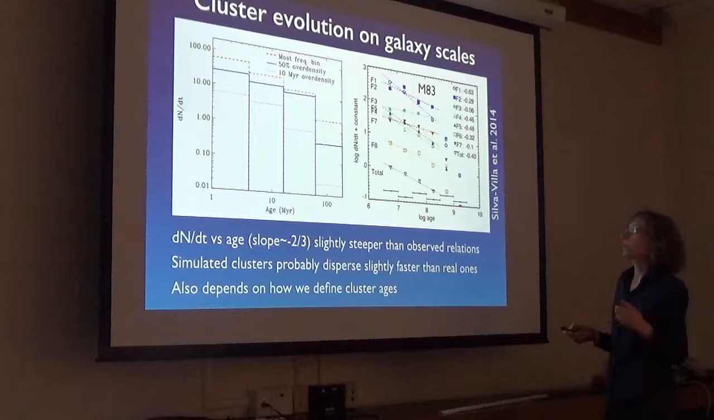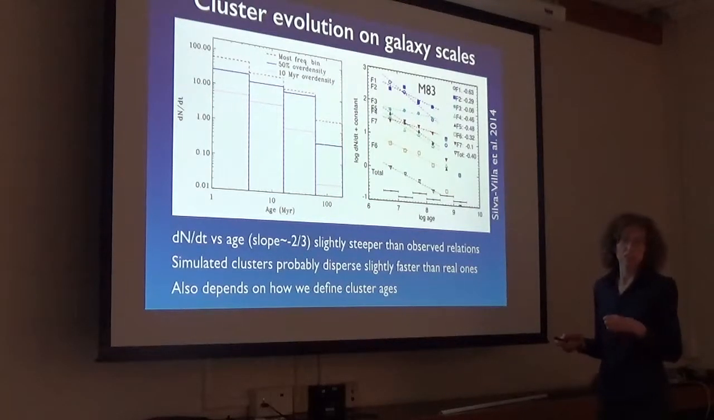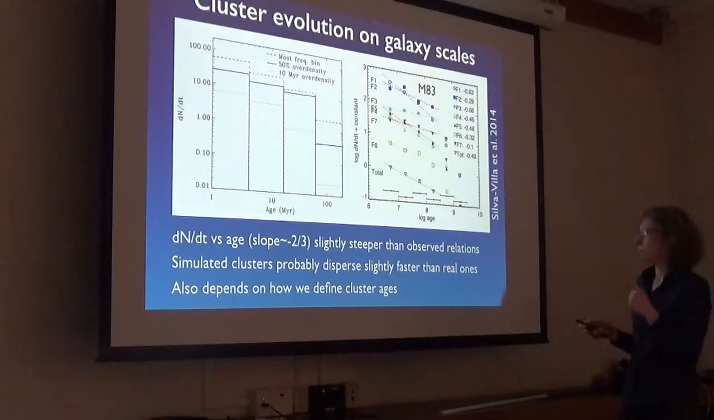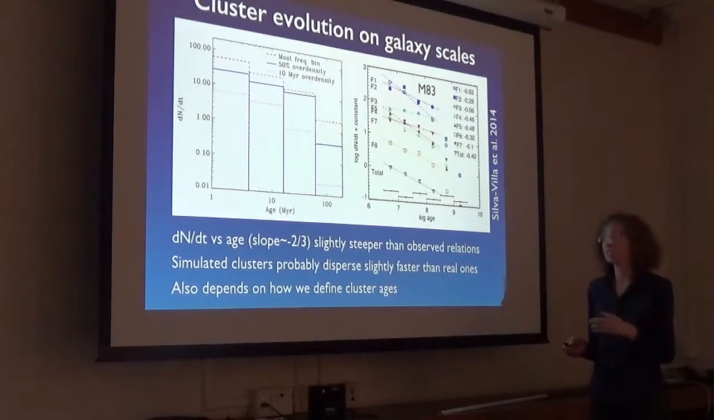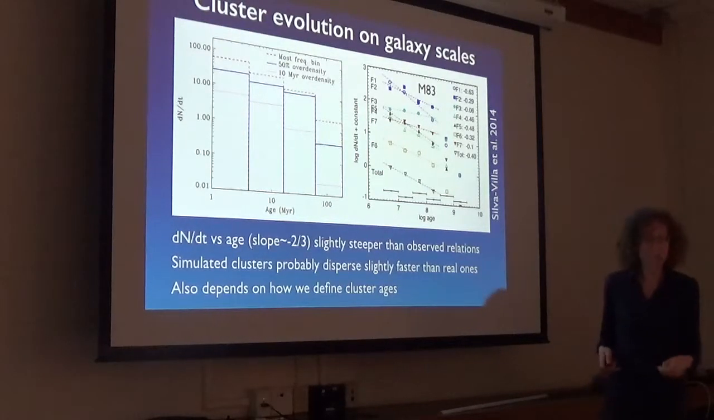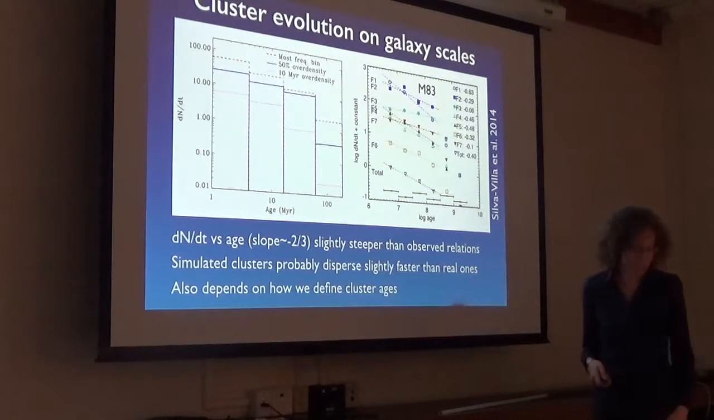It is quite steep compared with the observations. So I think this also suggests that we're perhaps not quite reproducing the very dense clusters that survive longer, and so our clusters are dispersing a bit quicker than we see in observations, again probably because of the resolution of the simulations.